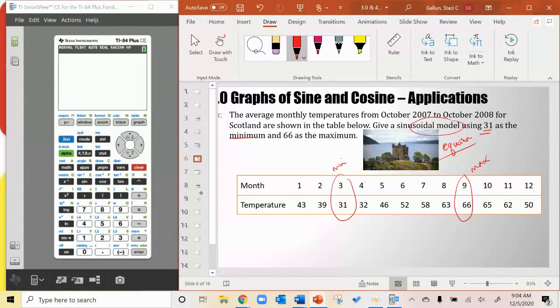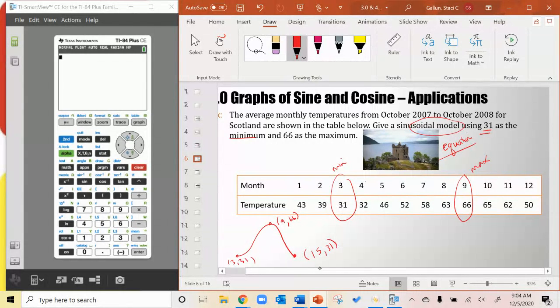So from here to here, I'm starting at the minimum, going up to the maximum, and coming back down. Based off of that information, this is 3, 31, this is 9, 66, right? So you can imagine that over here, I want 6 and then 6 more. What's this going to be? 15, 31. So it's going to be negative. Let's come back to that.